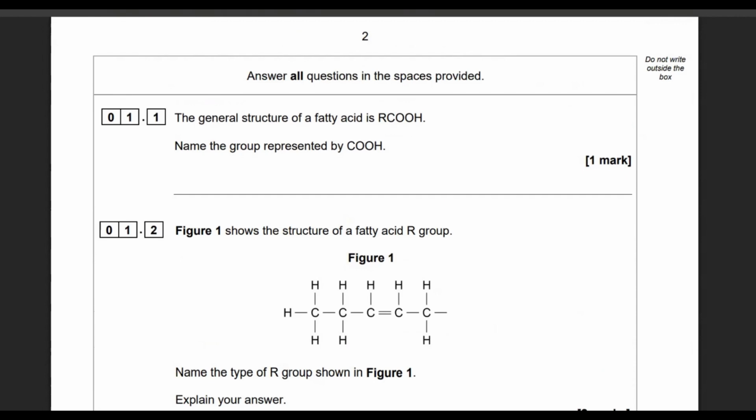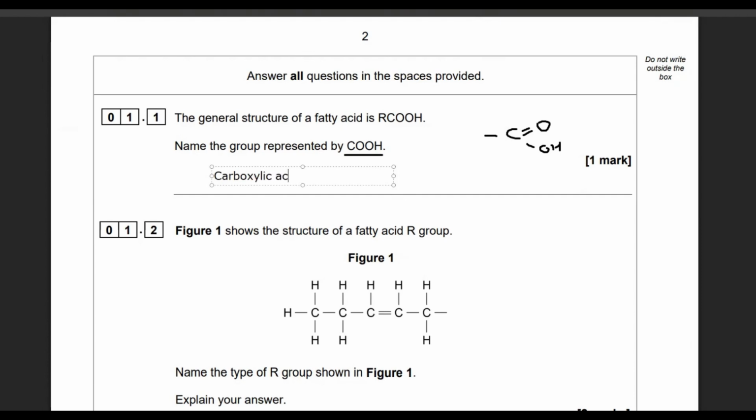Question 1.1. The general structure of a fatty acid is RCOOH. Name the group represented by COOH. Pause, have a go. All right, I'm going to go through the answer. This is known as a carboxylic acid group or a carboxyl group. And this is how you draw it if you wanted to display it like that. And here we go. Easy peasy, lemon squeezy, 1 mark.